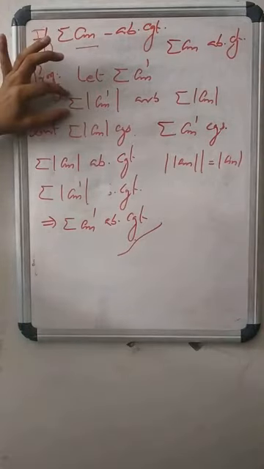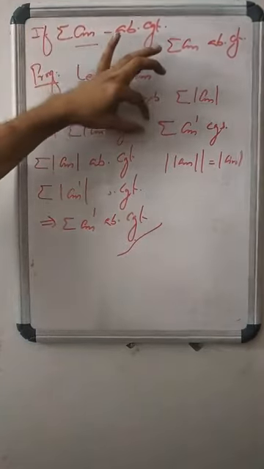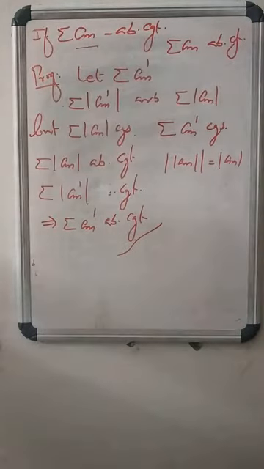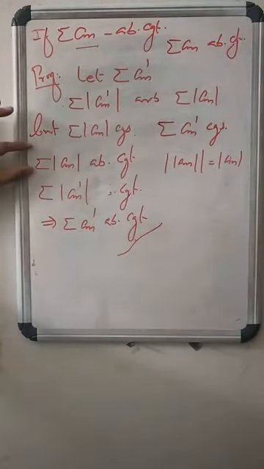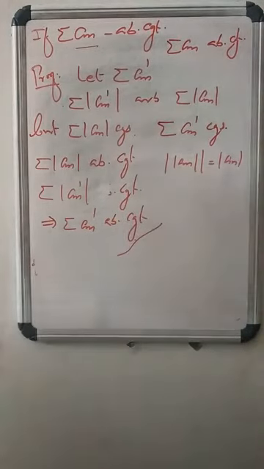Sigma an dash is an arbitrary rearrangement of sigma an. But sigma mod an converges, why? Because of the absolute convergence of sigma an. Sigma mod an converges, by rearrangement theorem, sigma an dash converges. But sigma mod an converges means sigma an is absolutely convergent. Why? Because modulus of mod an is mod an.